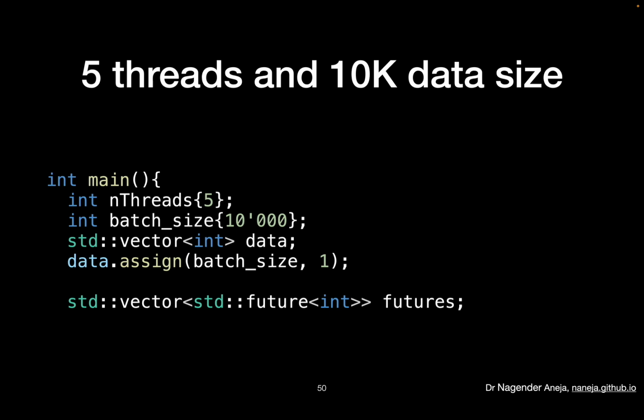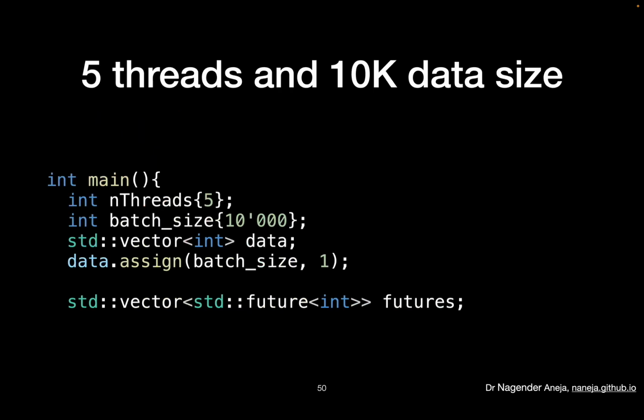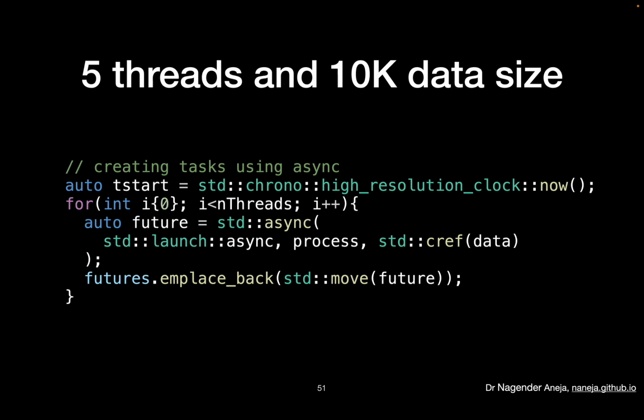And we created a vector of futures. This is a vector of futures, and it holds integers because our process function returns an integer. That's why we have the future as an integer. So that's our vector of futures. Now we can start the loop. We can start the timer also. We can say for i up to n threads.